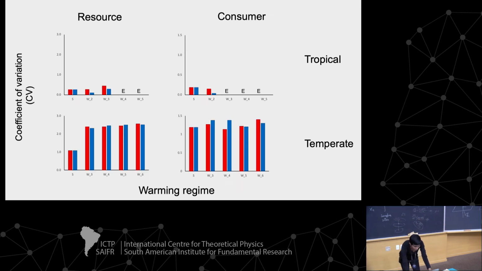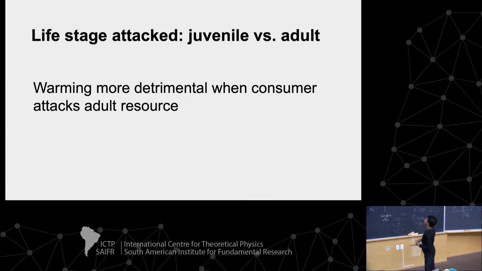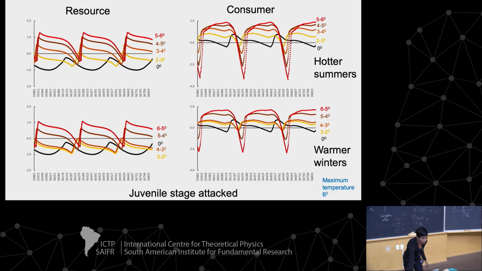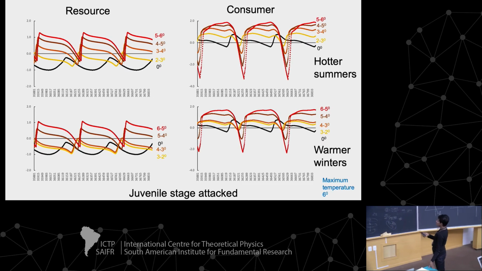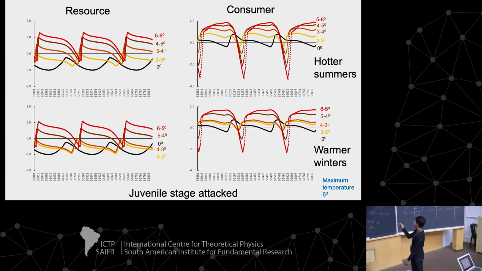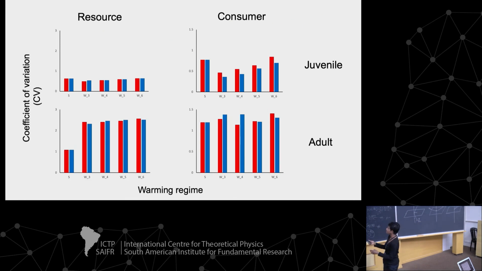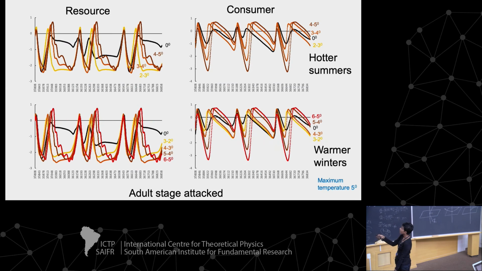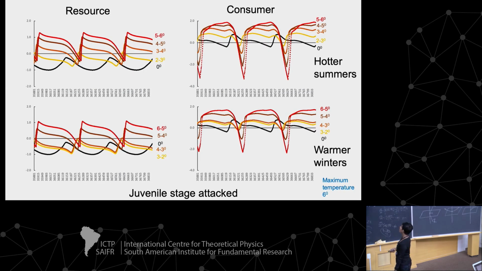Okay, so then the life stage attacked, you can also see that in a different dimension. Now we are looking at juvenile versus adult. So the same picture now, resource consumer, hotter summers, warmer winters, this is the juvenile stage that's being attacked. And you do not see any extinctions, even when the maximum temperature is increased to 6.